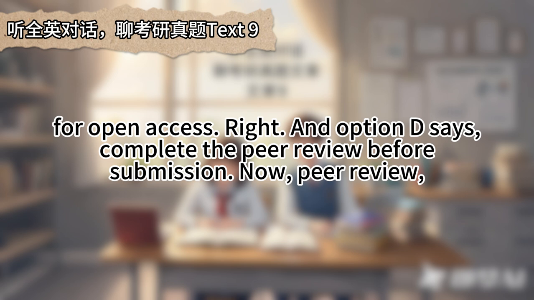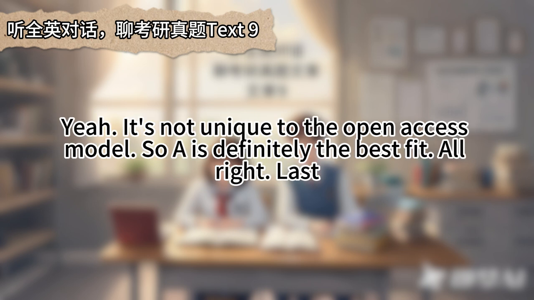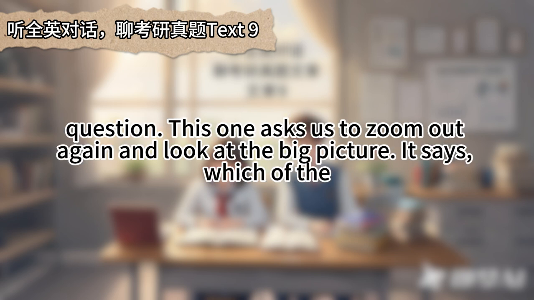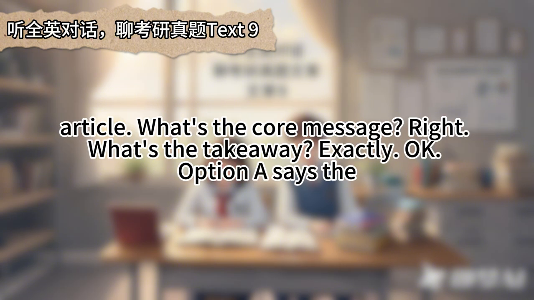Right. And option D says, complete the peer review before submission. Now, peer review, that's part of the process for pretty much any journal, whether it's open access or not, right? Yeah, it's not unique to the open access model, so A is definitely the best fit. All right, last question. This one asks us to zoom out again and look at the big picture. It says, which of the following best summarizes the text? So we have to think about the main point of the whole article. What's the core message? Right, what's the takeaway?